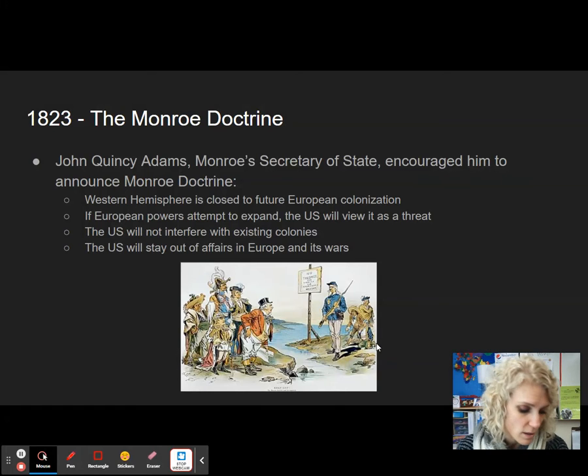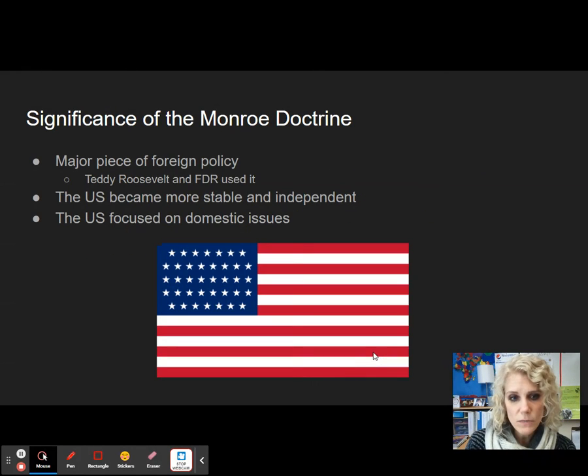The third one was that the United States would not interfere with colonies that already were in existence and under the control of European nations. So they would leave those alone. And the last one is that the United States would also, in turn, stay out of European affairs. So this was a very significant document.